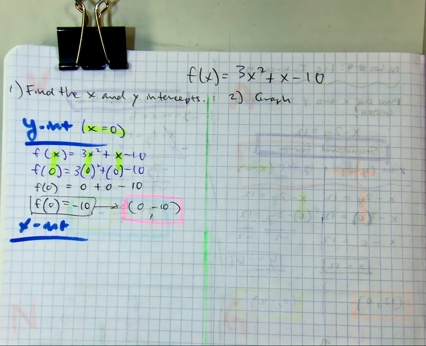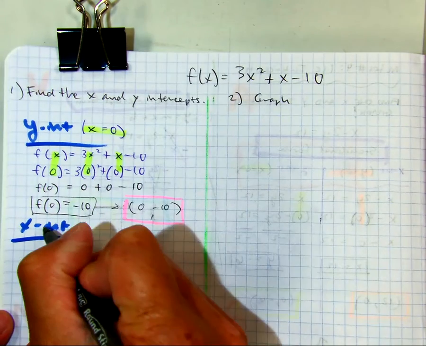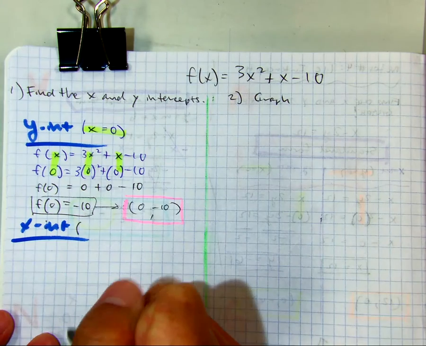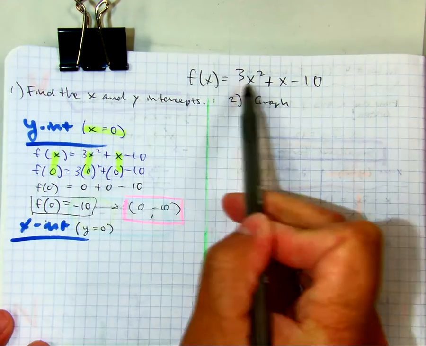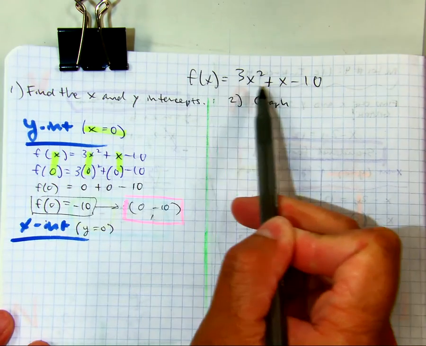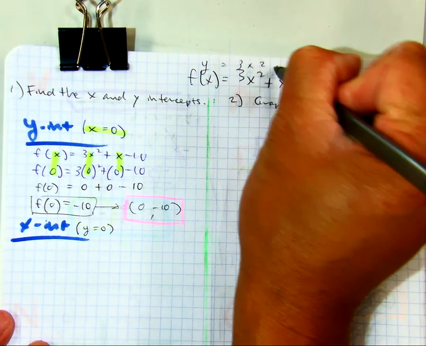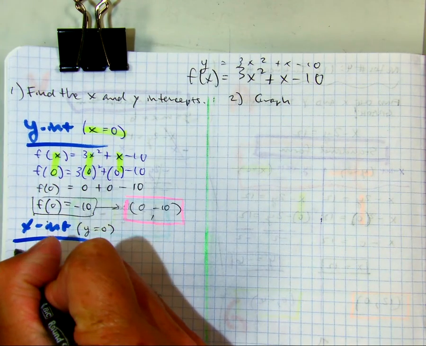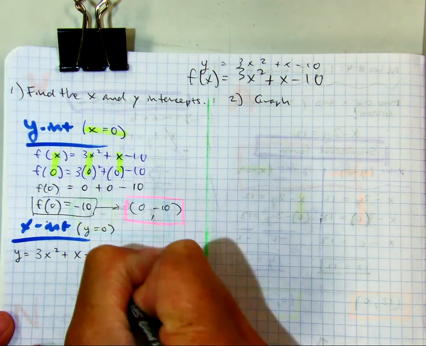Okay, x-intercept. What do you do? Class, what do you do? We're going to make y equals 0. Class, there is no y. Where is it? Yeah, just right there. It's the same thing, right? So let's write the original. Y equals 3x squared plus x minus 10.